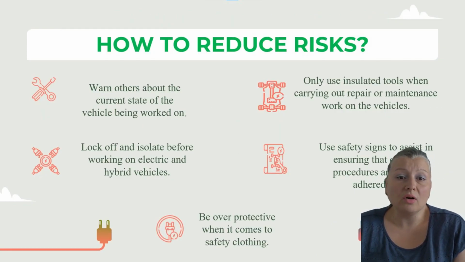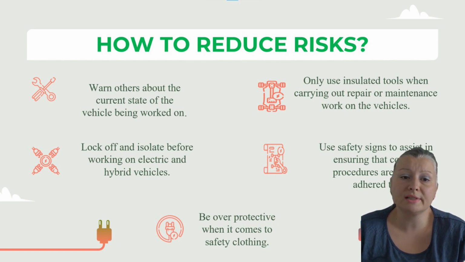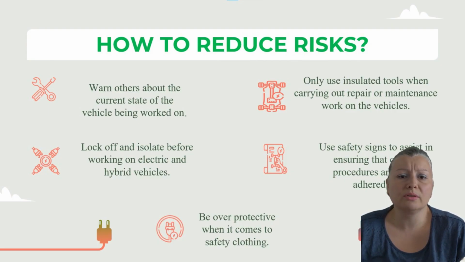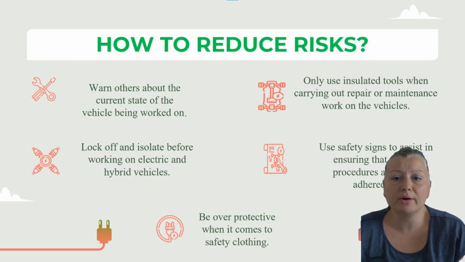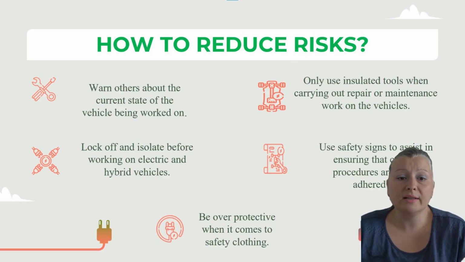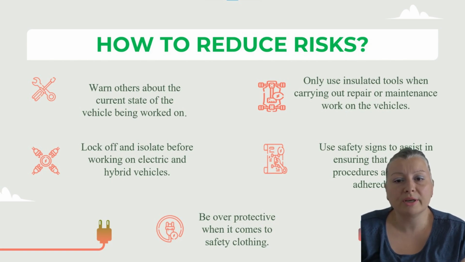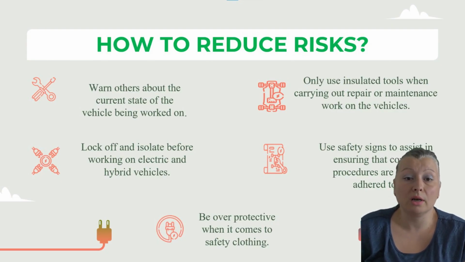How to reduce risk? Well, first of all, we have to warn others about the current state of the vehicle being worked on. It is very good to put warning signs and safety risk signs so everybody would know that an electric car is being intervened upon. Only use insulated tools when carrying out repair or maintenance work. Lock off and isolate before working on electric and hybrid vehicles. Use safety signs to assist in assuring that correct procedures are being adhered to. Be overprotective when it comes to safety clothing. So, we cannot wear our normal clothing.